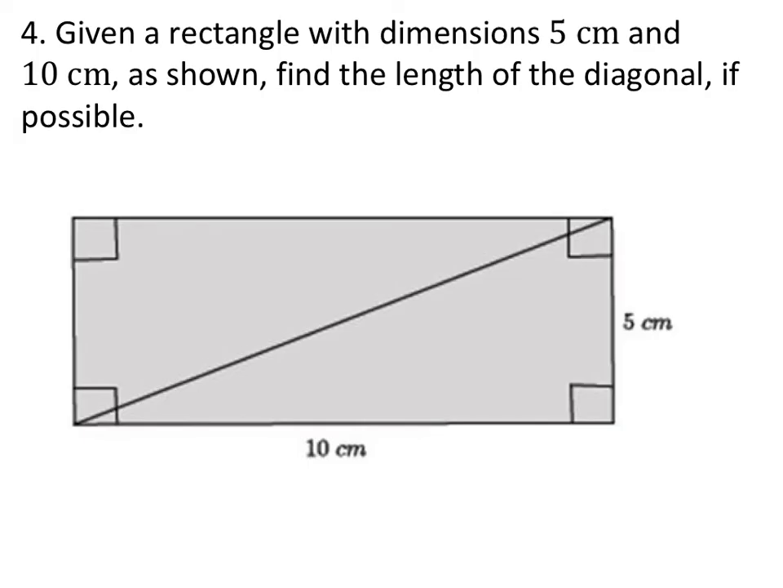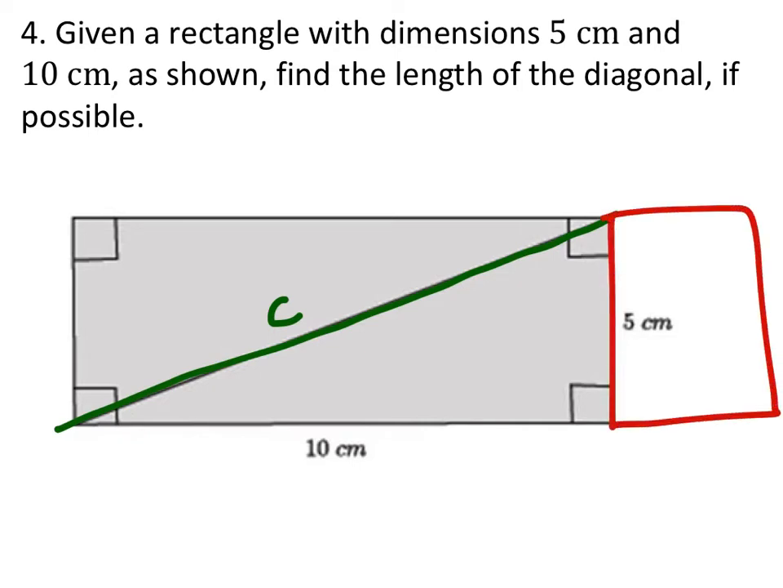Given a rectangle with dimensions 5 centimeters and 10 centimeters is shown, find the length of the diagonal if possible. A diagonal for a shape is where we go from one corner to its opposite corner. So that's this length right here, which is also the hypotenuse of that triangle. So if you like this method, you can make the square right here, and this area would be 25.